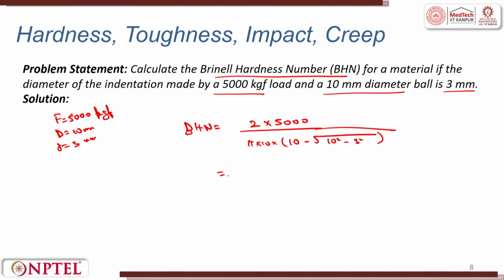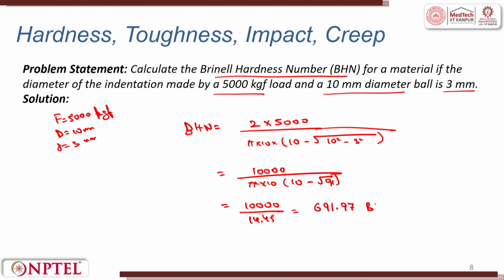So, this value is coming to be 10,000 by pi into 10 into 10 minus, this is 10 square is 100, 3 square is 9, 100 minus 9 is 91, under root of 91. This is equal to 10,000 by 14.45, which is equal to 691.97 BHN. So, this was majorly about the hardness test.